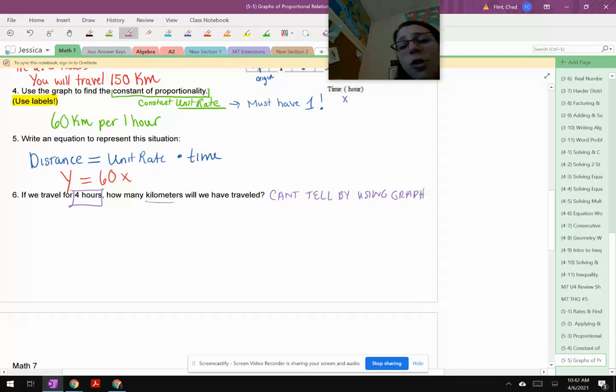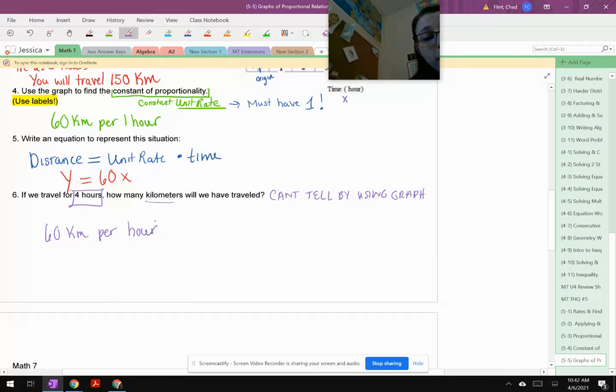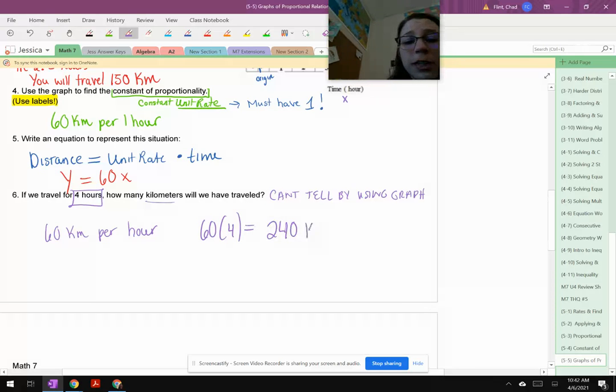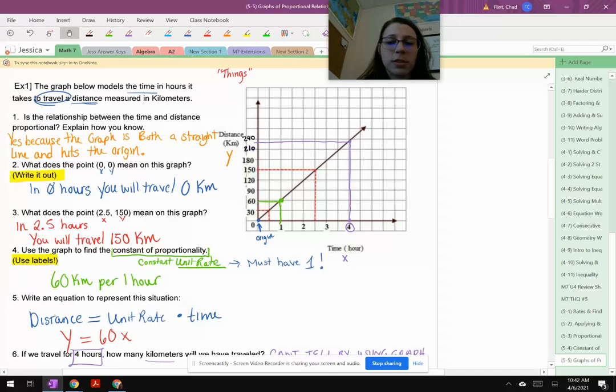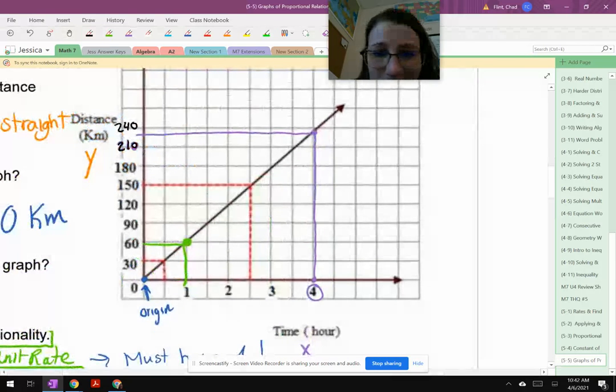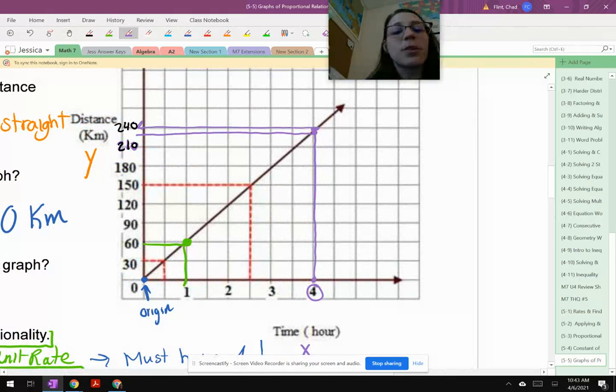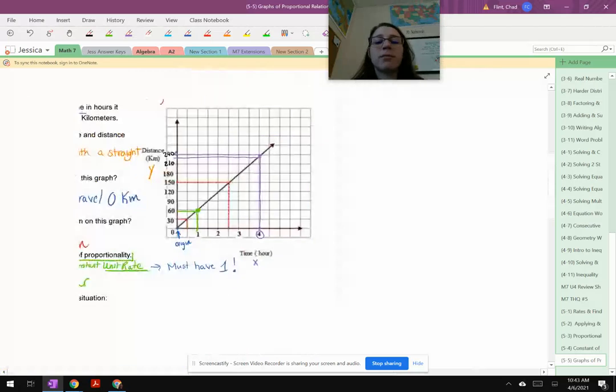But that's okay, because you know that you can use some math to find it. If I'm going 60 kilometers per hour, and I want to know for 4 hours, that's just going to be 60 times 4, which ends up being 240 kilometers in 4 hours, which is not making sense based on our graph, because that should be closer there on the line. Either way, we used our graph, and that kind of checks out.